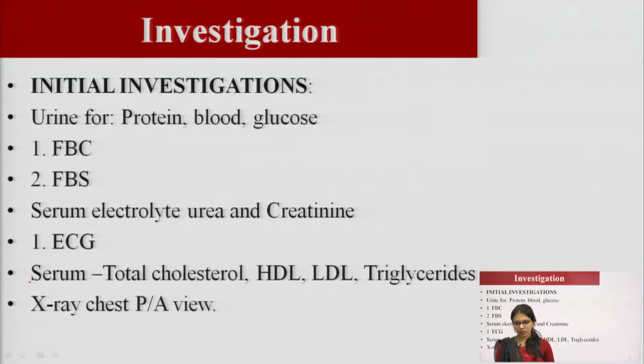Now, investigation. We can investigate hypertension with the help of urine for protein, glucose and blood, and FBC and FBS. FBC means full blood count and FBS means fasting blood sugar, and ECG, electrocardiogram, or chest X-ray, serum total cholesterol, HDL and LDL by examining the lipid profile, and the serum potassium and creatinine. With this we can investigate the initial stage of hypertension.